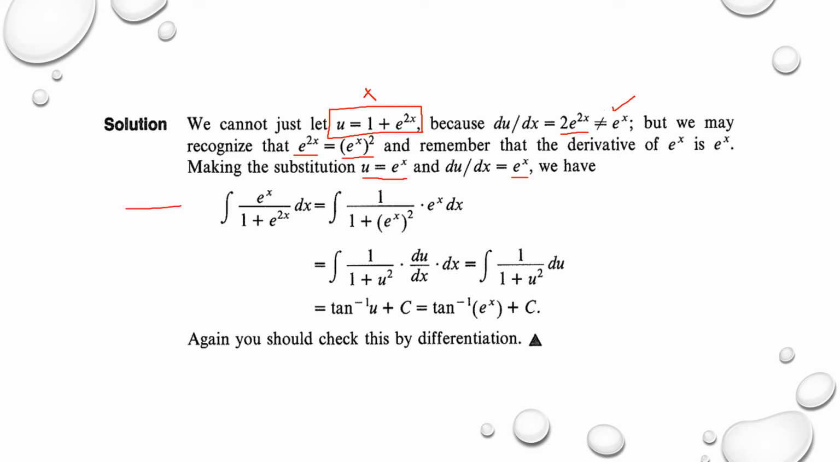Our problem will take this form in x, which will later be converted into the form of u as 1 over 1 plus u square du. We can easily write it as tan inverse of u plus c. Back in x, we have the final answer as tan inverse of e raised power x plus c. We can check it by differentiation.